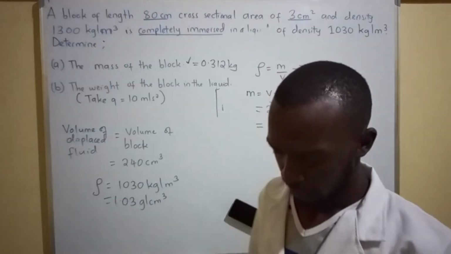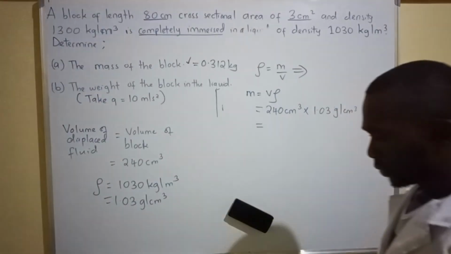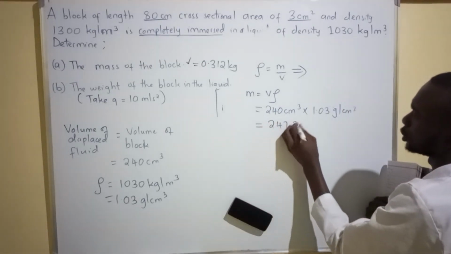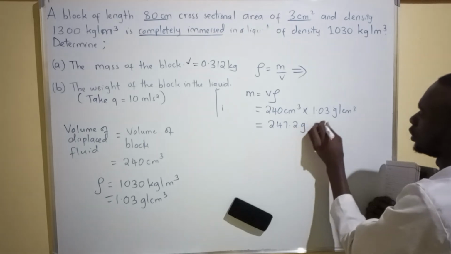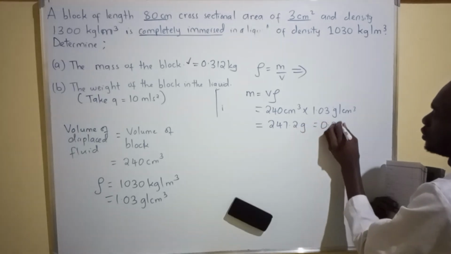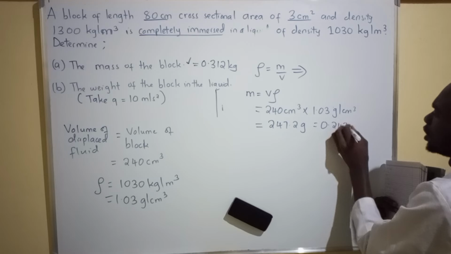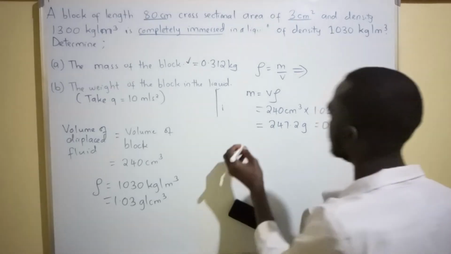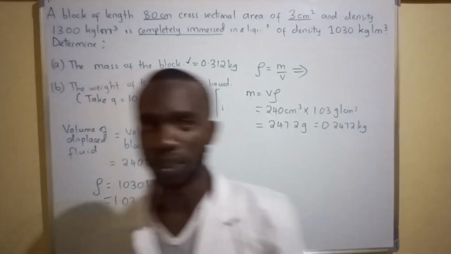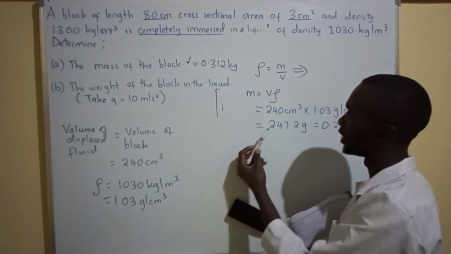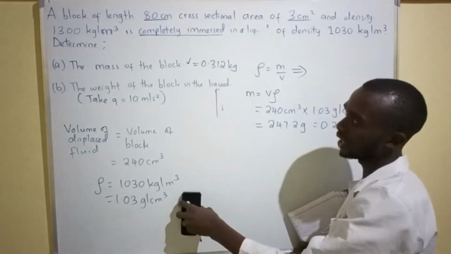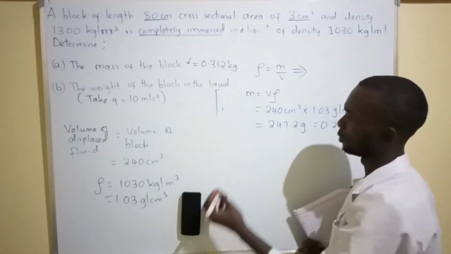This gives you 247.2. So this is the same as 247.2 grams, which is equal to 0.2472 kilograms. Now, this is the mass of displaced liquid. Now, if we have the mass of the displaced liquid and we have the mass of the block, you can find the apparent mass of the block.